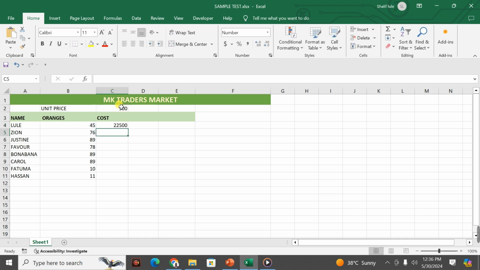Then I press enter. So when I press enter and I drag going downwards, I'm going to be able to get the prices of other traders.